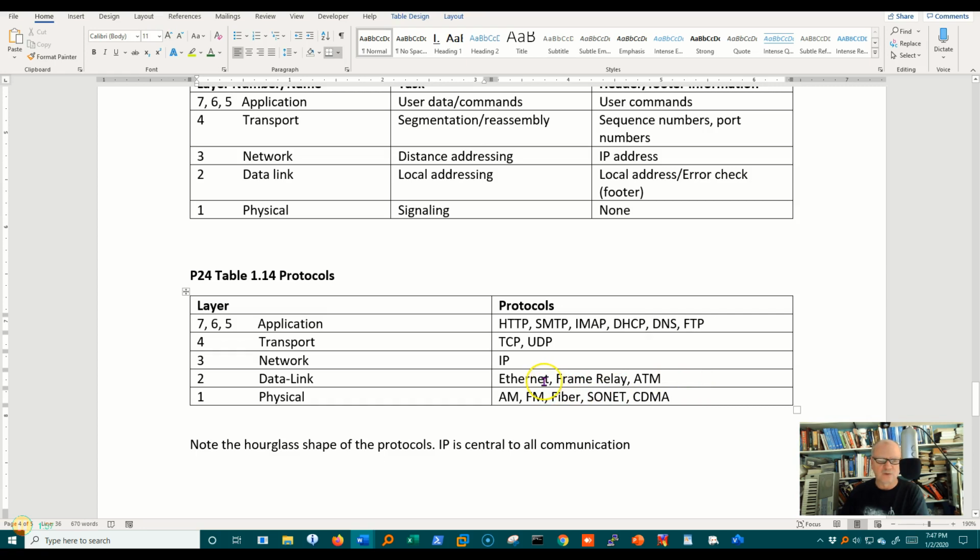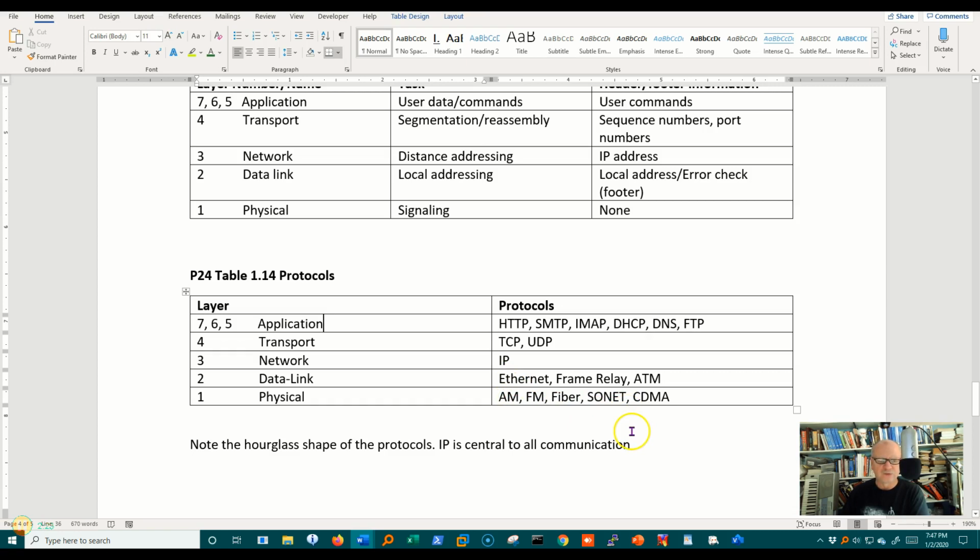Ethernet is the one that we commonly use from day to day. These are older ones. Frame relay is still around quite a bit. And then down here at the physical layer, things like AM or amplitude modulation, frequency modulation, fiber, in other words, fiber optic, SONET, CDMA, some protocols like that. And we will talk about these at some length in the class as well.